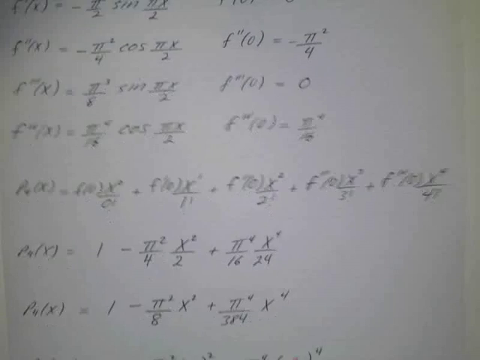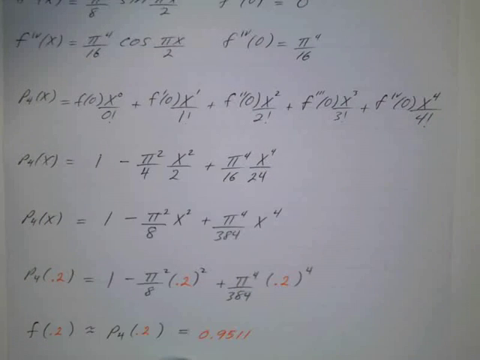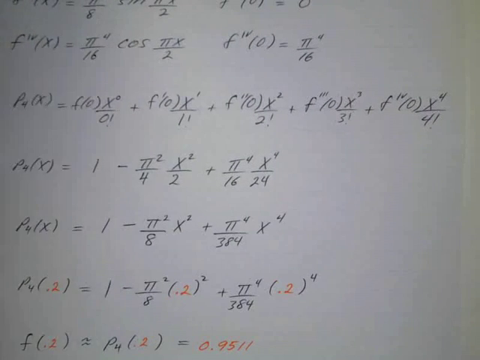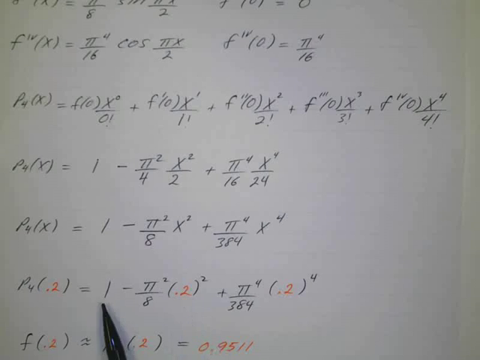And then again, we want to use that to approximate the value of the function, so we just put 0.2 in there. And you can put it in your calculator. That's what I did, put 0.2 in, and I came up with 0.9511. So f of 0.2 is approximately the Taylor polynomial evaluated at 0.2, and that gives me the approximation. And you can put that in your calculator and find out.